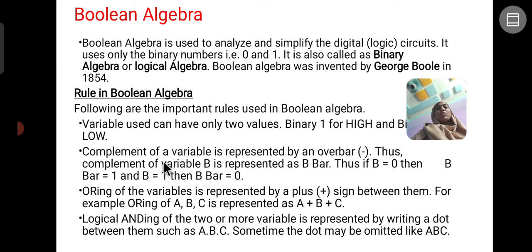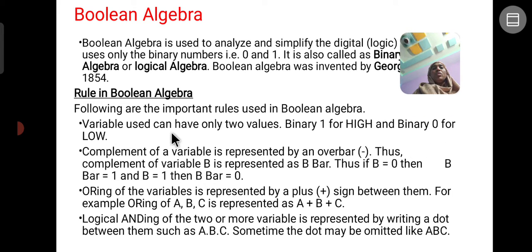We have to follow some rules to minimize Boolean equations. These are the 4 basic rules to simplify any Boolean equation using Boolean algebra. The first one is that variables used can have only 2 values. As I already mentioned, in Boolean algebra we use only binary numbers, which are zeros and ones. Here also, variables used can have only 2 values, binary 0 and binary 1. Binary 1 is for high value and binary 0 is for low value.